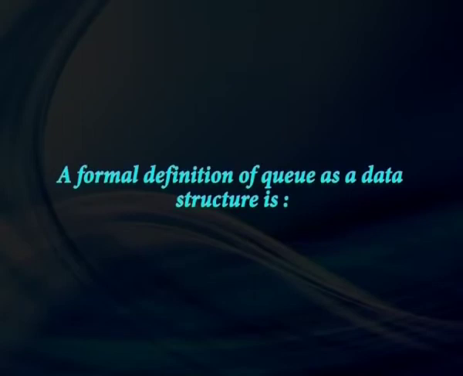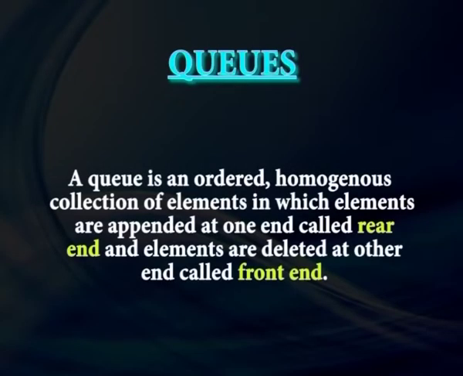A formal definition of queue as a data structure is: a queue is an ordered homogeneous collection of elements in which elements are appended at one end called the rear end and elements are deleted at the other end called the front end. Just like the queue of the real world, the data that goes first into the queue is the first one to be retrieved.